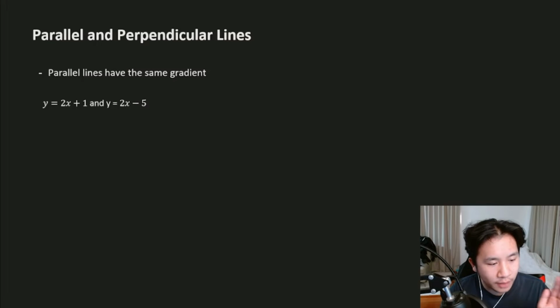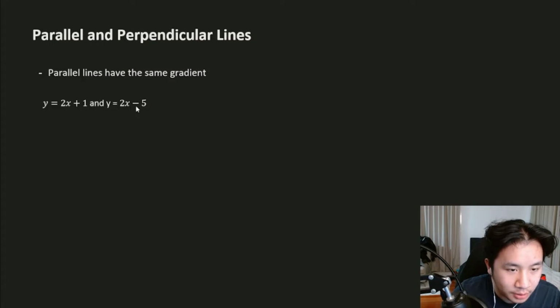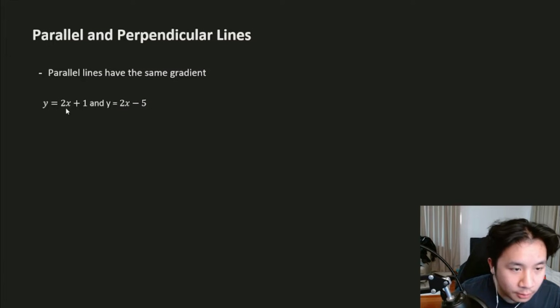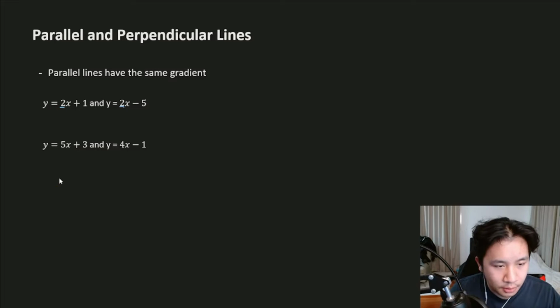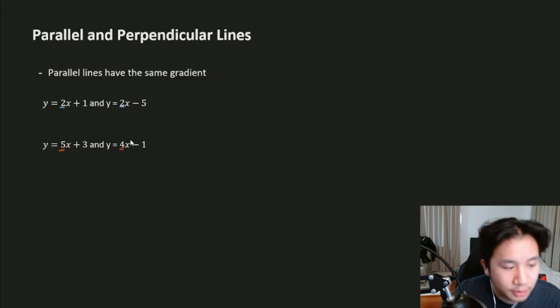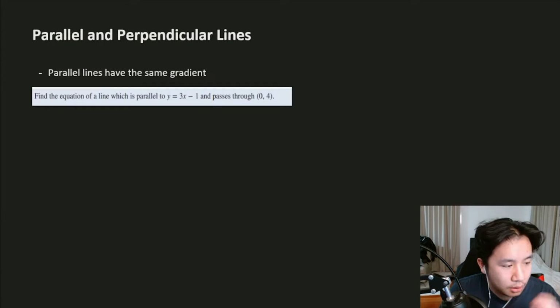Say for example, we have these two lines: y equals 2x plus 1 and y equals 2x minus 5. These are parallel because their gradients are both 2. But if you had these two lines, y equals 5x plus 3 and y equals 4x minus 1, these are not parallel, right? Because this one has a gradient of 5 and this one has a gradient of 4. With that being said, let's go through a question that you might see.